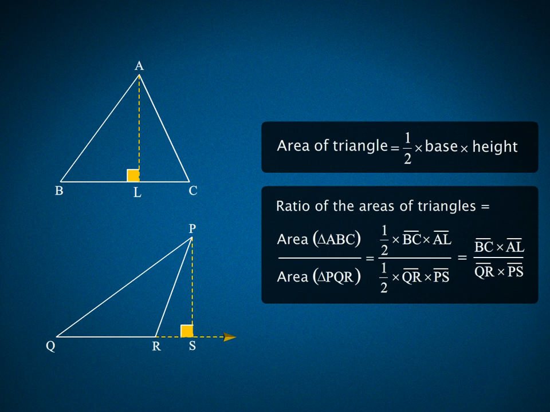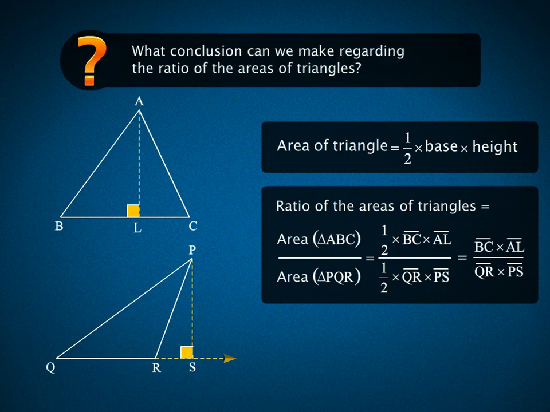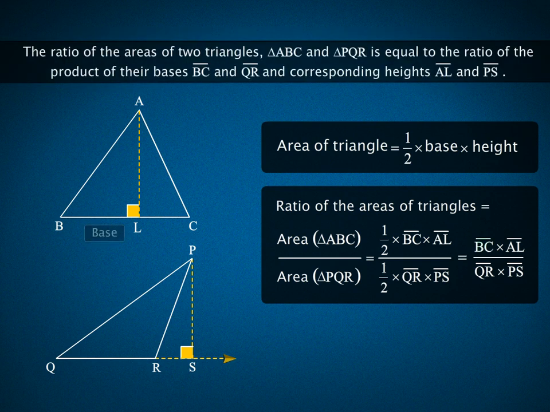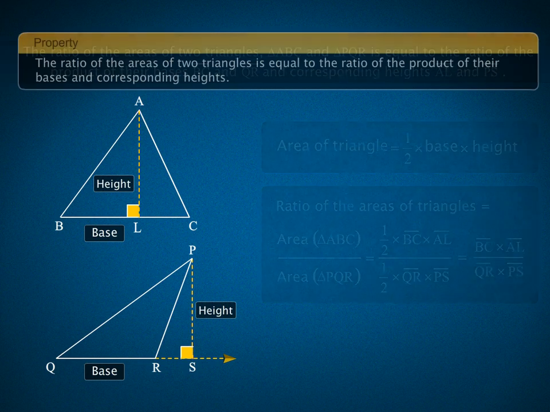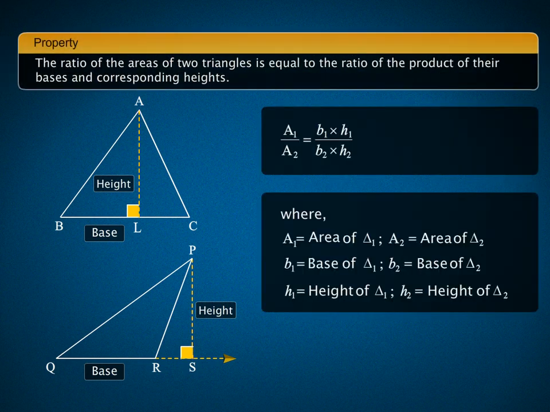Let us find the ratio of the area of triangle ABC to the area of triangle PQR. What is the conclusion that we can make regarding the ratio of the areas of triangles? Note that BC and QR are base lengths of the triangle ABC and triangle PQR respectively. AL and PS are heights of the triangle ABC and triangle PQR respectively. This result can be generalized for any two triangles, triangle 1 and triangle 2, with respective bases as B1 and B2 and the corresponding heights as H1 and H2.